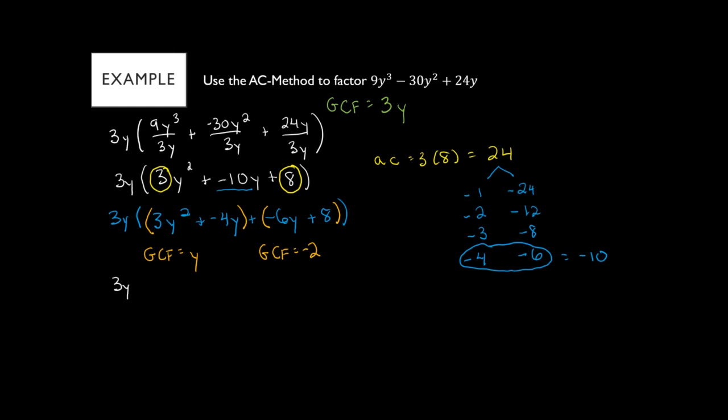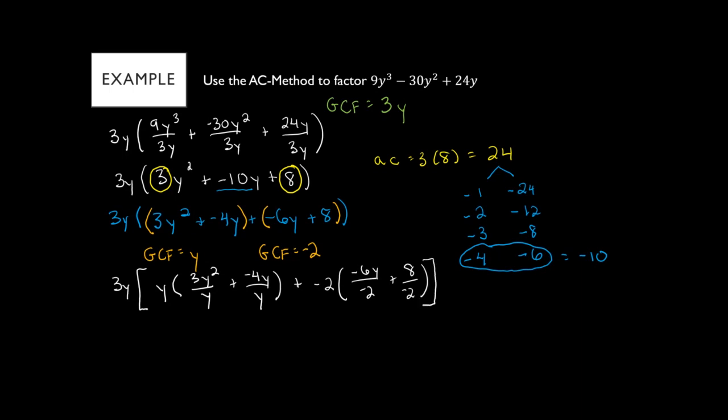So I've got 3y, and then sometimes it helps people, instead of using parentheses on the outside, to use brackets just so they don't get so confused. So I'm going to use a bracket there. Then I've got y parenthesis, and then I've got 3y squared divided by y plus negative 4y divided by y, and then plus, and then the next GCF is negative 2. Then I have negative 6y divided by negative 2 plus 8 divided by negative 2. And then I can close my bracket.